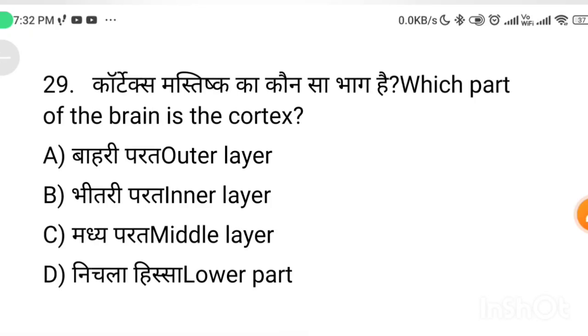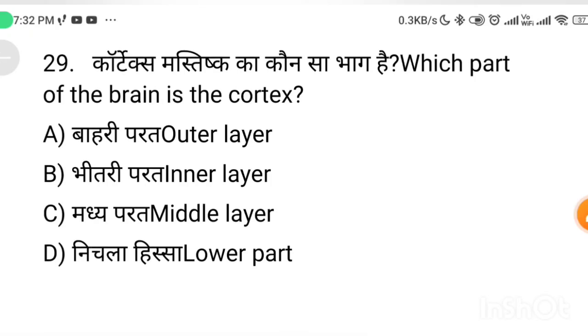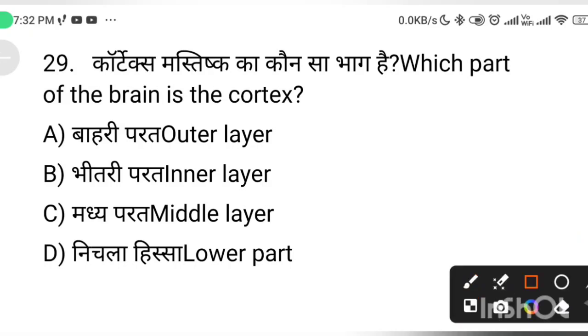Next question. Which part of the brain is the cortex? Option A, outer layer. Option B, inner layer. Option C, middle layer. Option D, lower part. Correct answer is option A, outer layer.